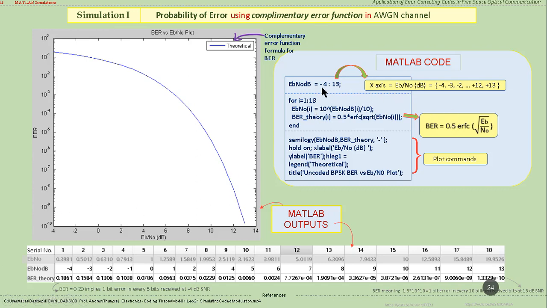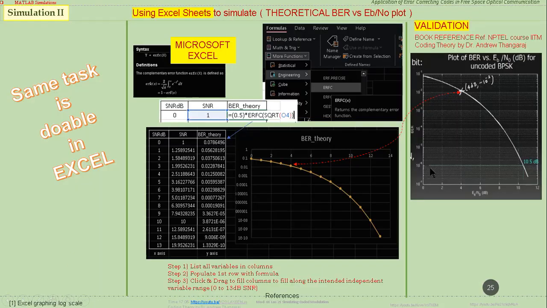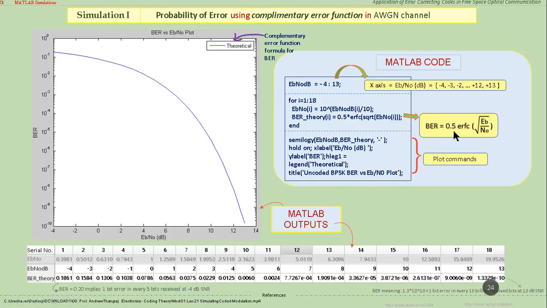Now this is the MATLAB code that has been used to generate this graph, and I have taken a snapshot of the database also. When this code is run, you will have these values stored, and this BER is calculated using the complementary error function formula. You will not appreciate this at present because we have not understood how the complementary error function gives the bit error rate, but the reference will help you.